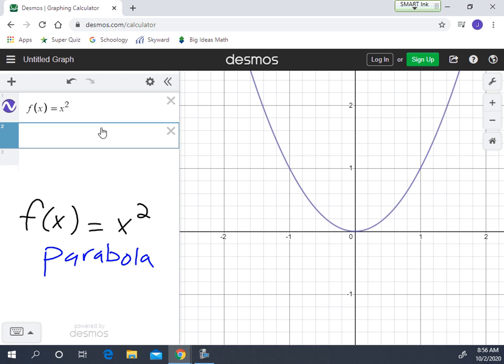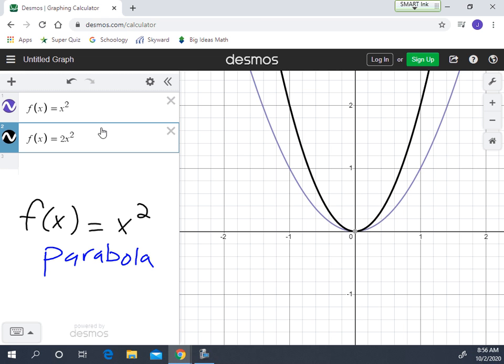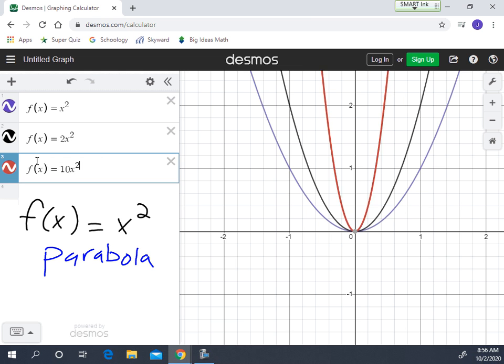Let's see what happens if we throw a number in front of that x squared. Let's type in f of x equals 2x squared. Notice this graph is actually skinnier than our base graph. Let's type in a bigger number, f of x equals 10x squared. Again, notice it's even skinnier than those two.